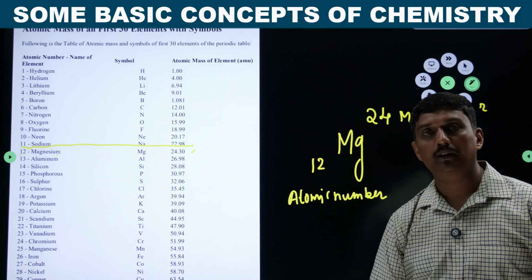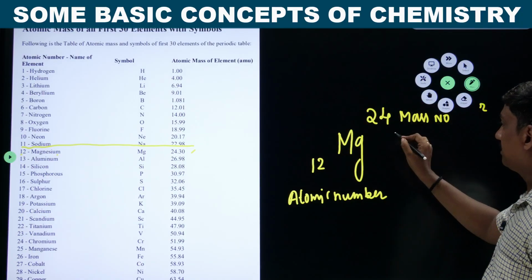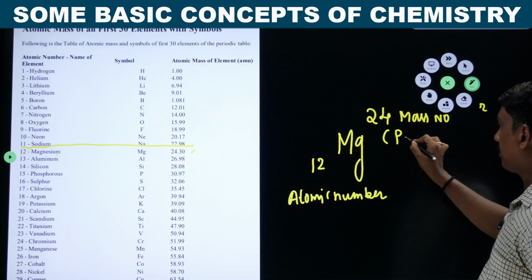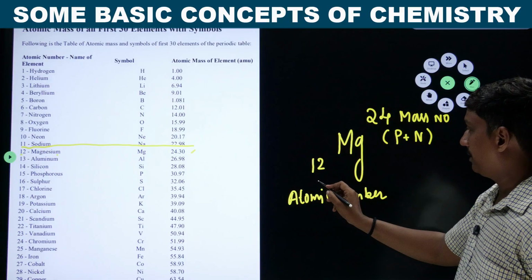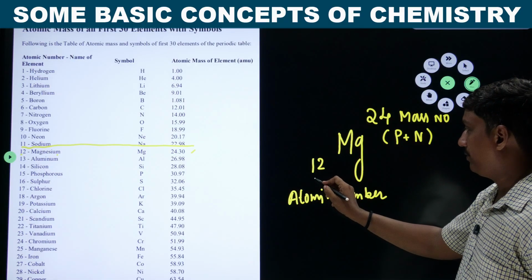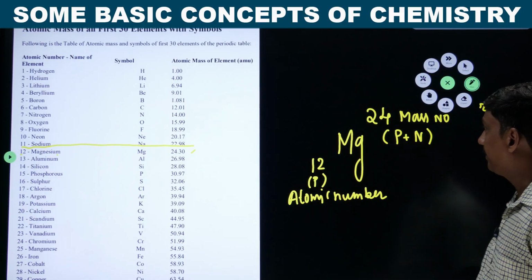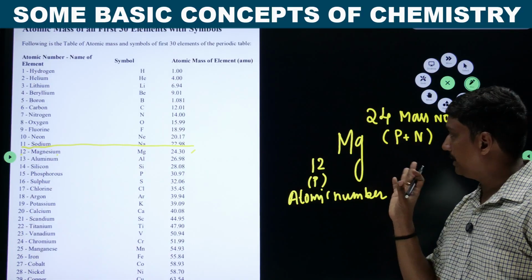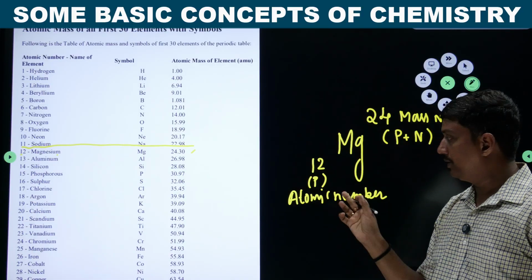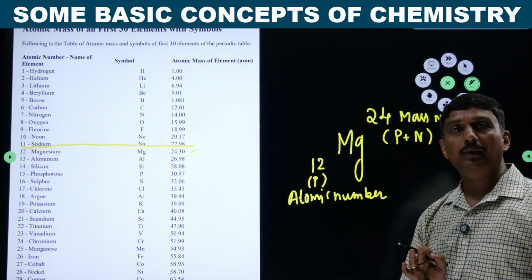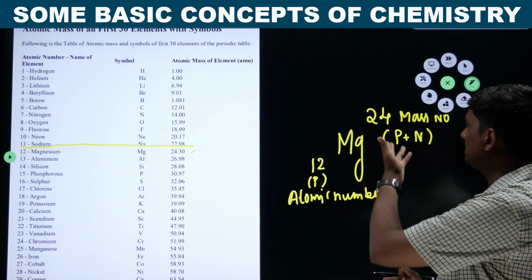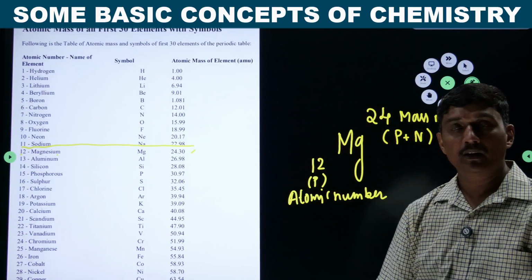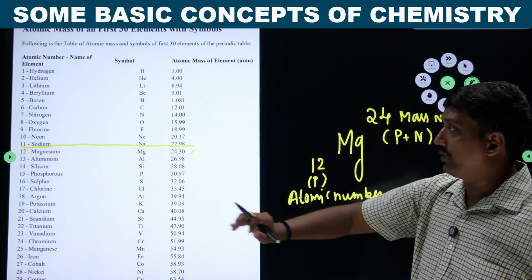number, right? So mass number is the sum of protons and neutrons. Atomic number is the number of protons. Protons and neutrons give the mass number. Only the proton number is the atomic number. If I ask you what is the mass number, you will tell 24. Just look into the difference.